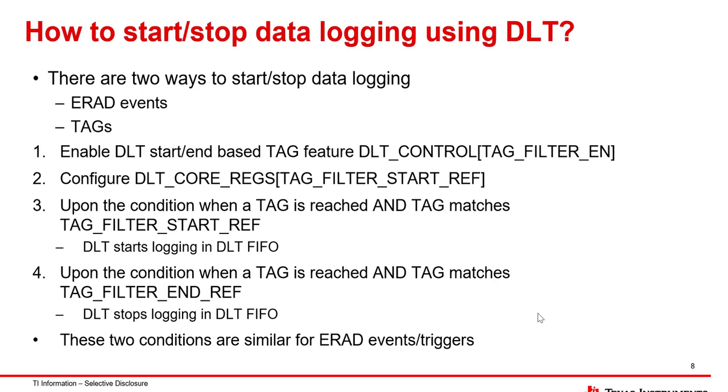Third, upon the condition when a tag is reached and the tag matches the start reference that was configured in step 2, the DLT will start data logging. When the condition is reached when the tag matches the end reference, the DLT will stop data logging to the internal memory. These two conditions are similar for ERAD events or triggers.